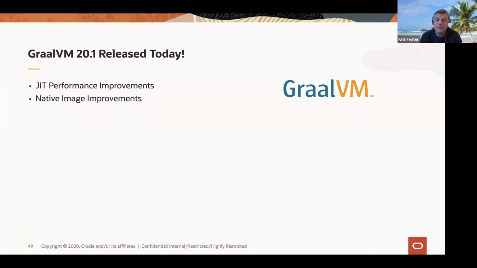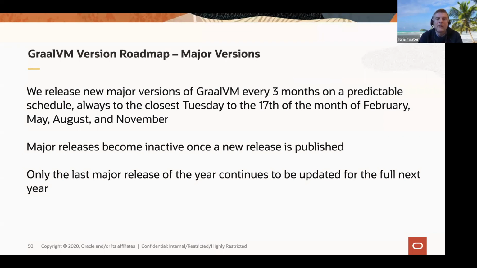One thing to be aware of, 20.1 is released today, and I can't say too much about what's in it until it's formally released, but there should be some performance improvements and some improvements to native image. So you probably want to check that out today. The version roadmap, well, we have this release cycle now. It's a proper product. Even the community edition is being released on a very similar schedule. So every 3 months, there's a predictable release of a new version.